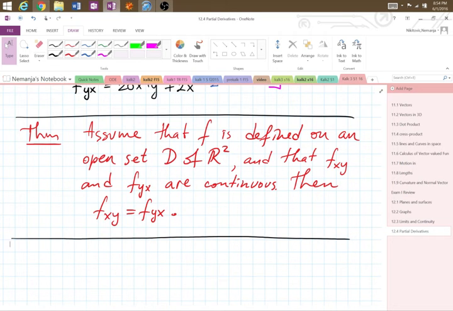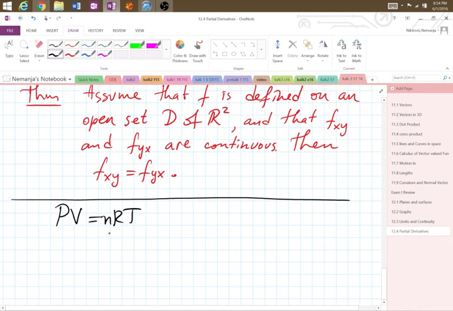I don't know why, but the famous PV equals nRT, the formula for the ideal gas law. The book actually has both n and R mushed together into one constant, so PV is equal to KT. This is the relationship between the pressure, the volume, and the temperature.